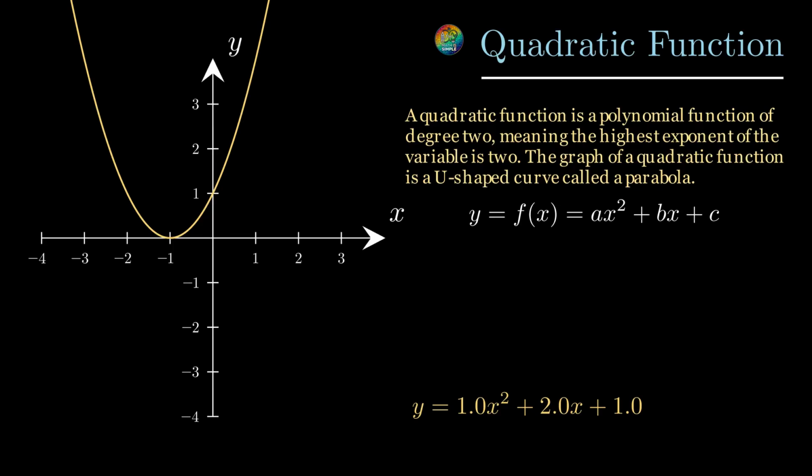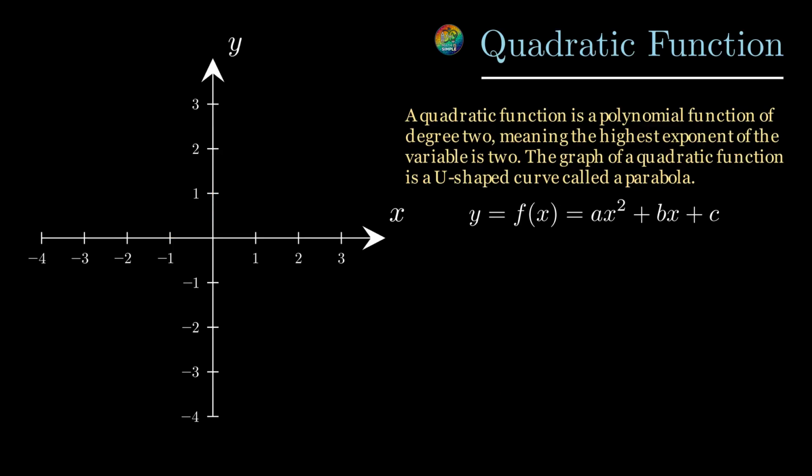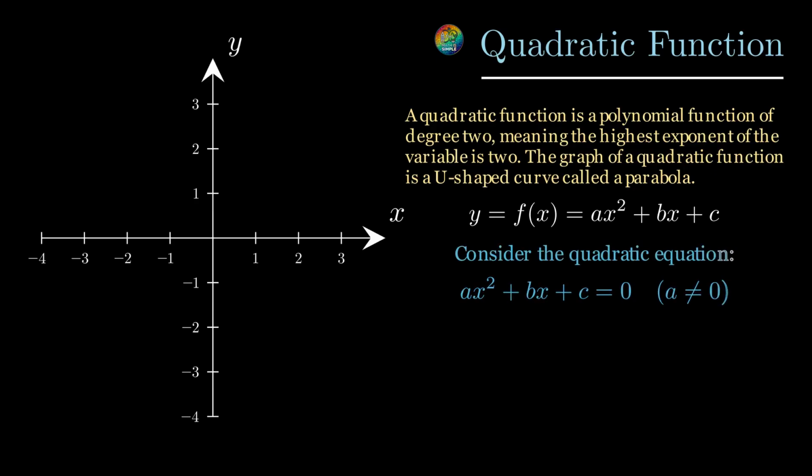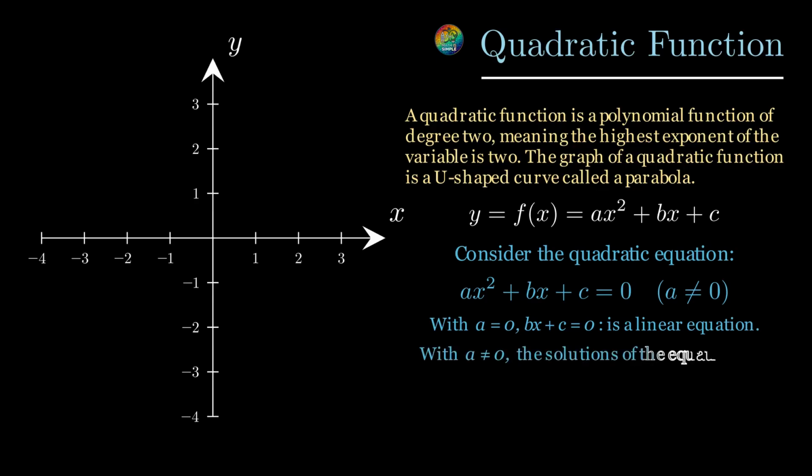When we set a quadratic function equal to 0, we get a standard quadratic equation: ax squared plus bx plus c equals 0. It's critical that our first coefficient a is not equal to 0. If a were 0, the term x squared would vanish, leaving us with bx plus c equals 0, which is just a linear equation that we already learned in our last lesson.